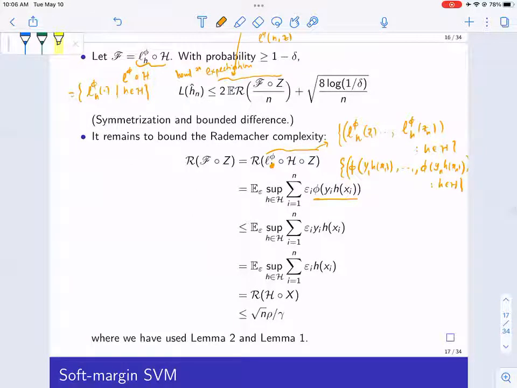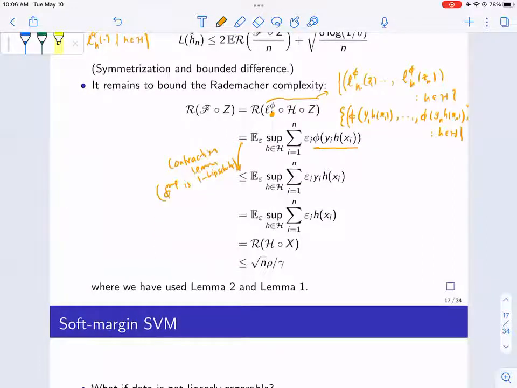Then I have this inequality. What is this inequality here? Just remove the phi. Contraction, yeah. So this is the contraction lemma. Phi, like phi ramp, is 1-Lipschitz. Actually the other one is also 1-Lipschitz, the hinge loss. So now I have this nice thing.